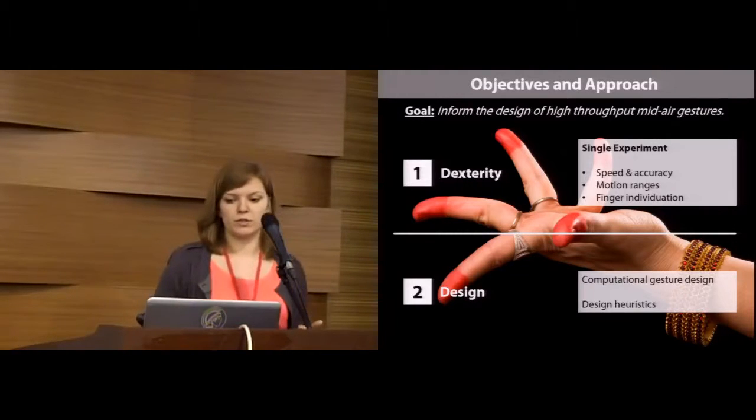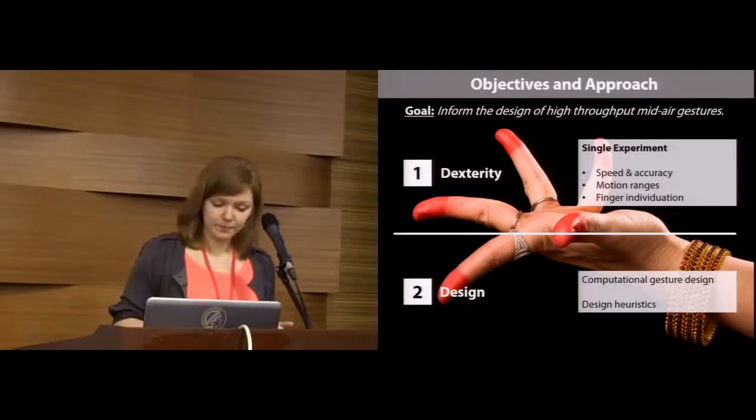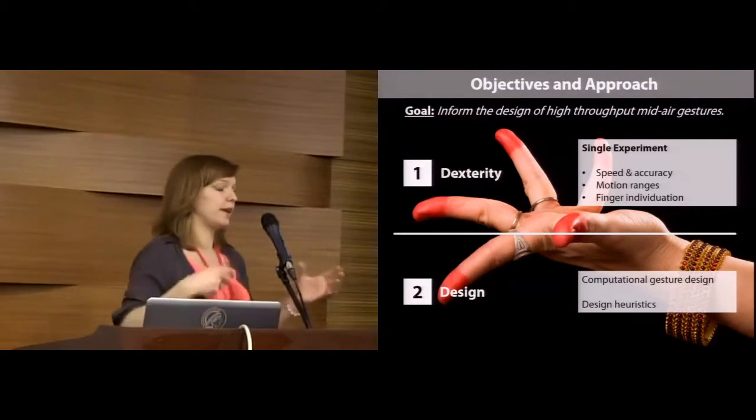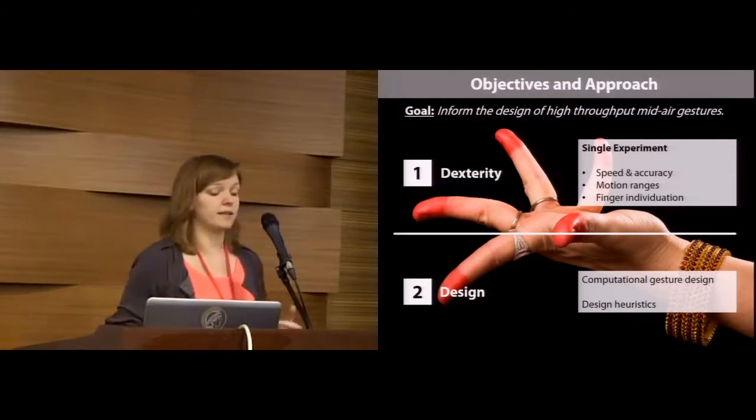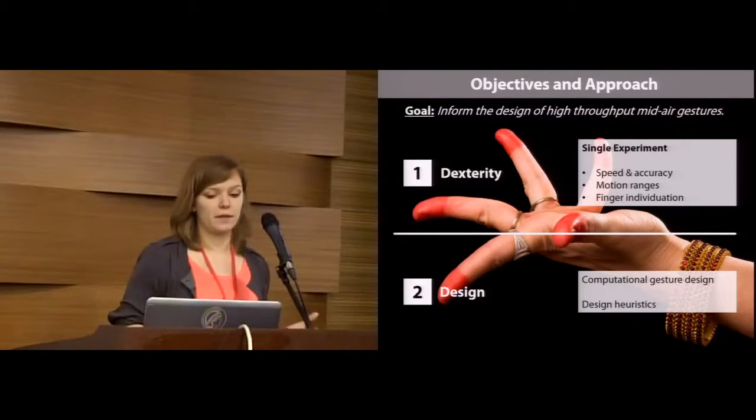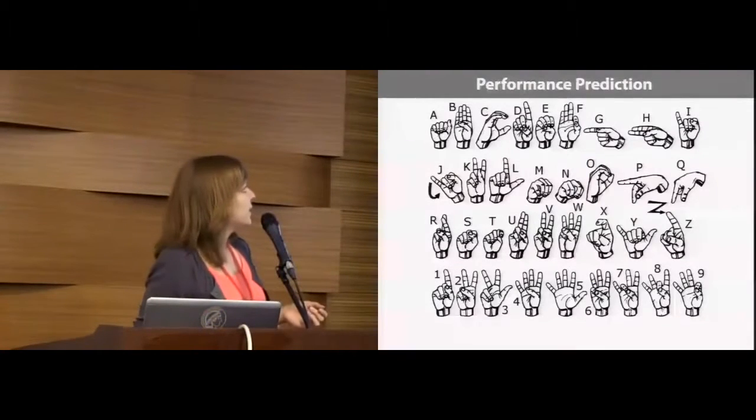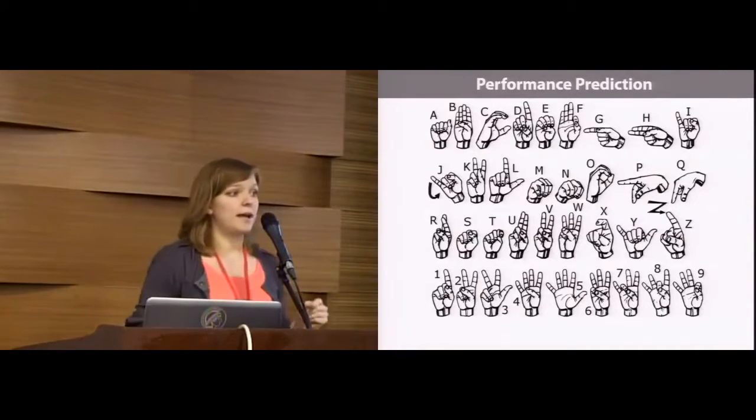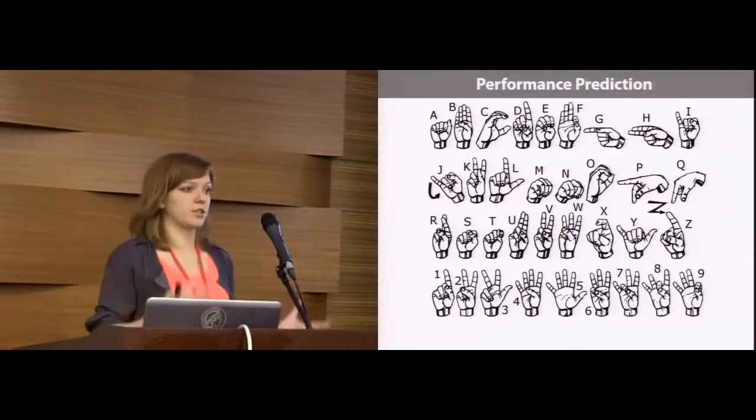And now we want to do some design. We want to use our results to inform the design of mid-air gestures. This can come in the form of design heuristics, where we use our results to directly make design decisions, or we can use them in computational gesture design. One example is that these Fitzler models could be used to evaluate existing gesture sets that we could take.